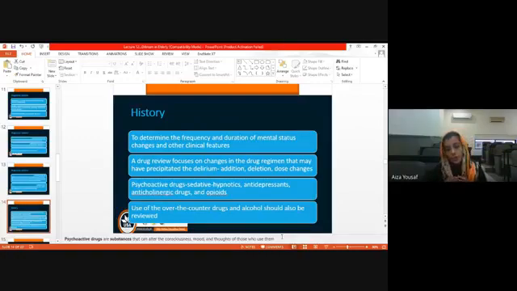Now, history. What do we ask the patient during history taking from a patient who is suffering from delirium? We ask the patient to determine the frequency and duration of mental status changes and other clinical features. Our drug review focuses on changes in the drug regime that may have precipitated the delirium. For example, there may be some change in the medicines, a removal of some medicine, or dose changes.